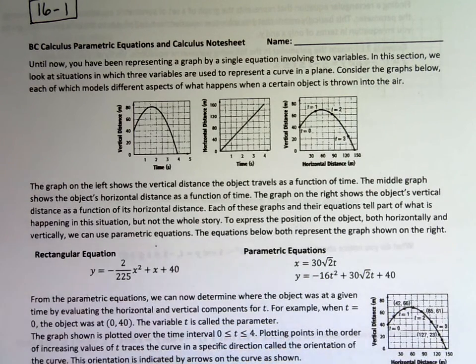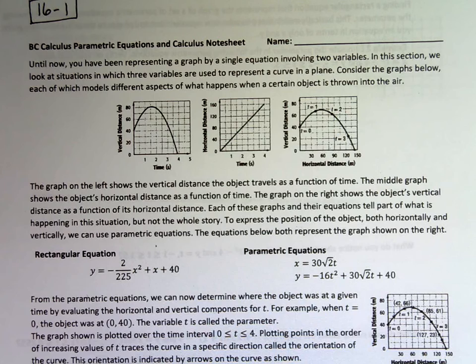So until now you've been representing a graph by a single equation involving 2 variables, normally x and y. In this section, we look at situations in which 3 variables are used to represent a curve in a plane. Consider the graphs below. Each one models different aspects of what happens when an object is thrown in the air. I said a ball. Okay.